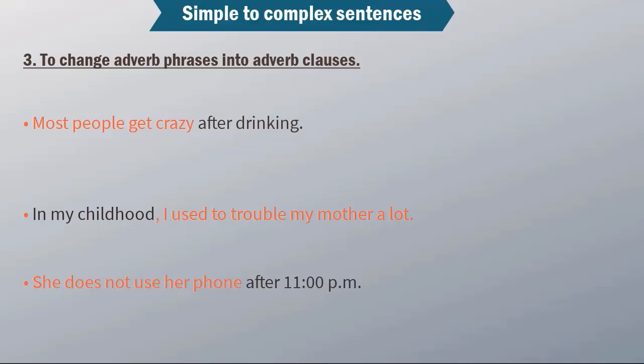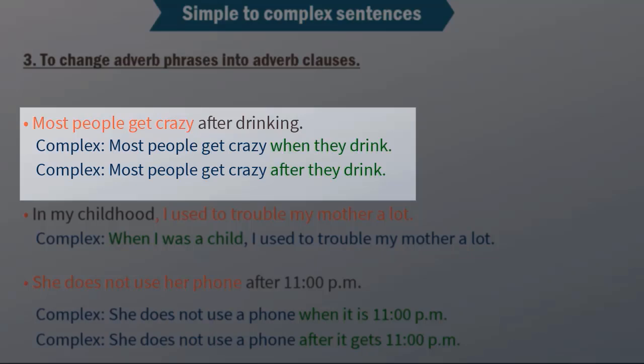Look at the solution. Most people get crazy when they drink, or most people get crazy after they drink. So we have changed this adverb phrase, after drinking, into an adverb clause. When they drink: when, subordinating conjunction; they, subject; drink, verb. Or after they drink. So now we've got two clauses here. Most people get crazy, independent clause. When they drink or after they drink, that's a dependent clause.